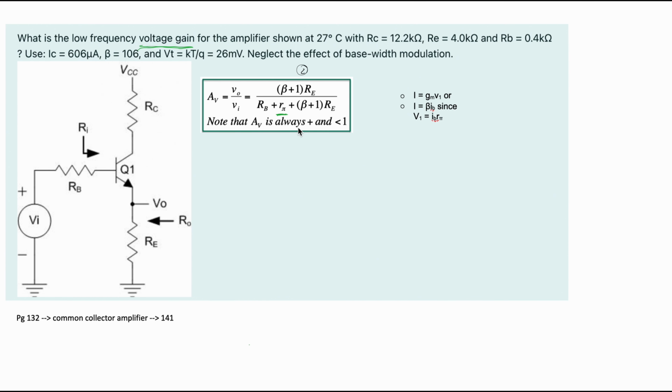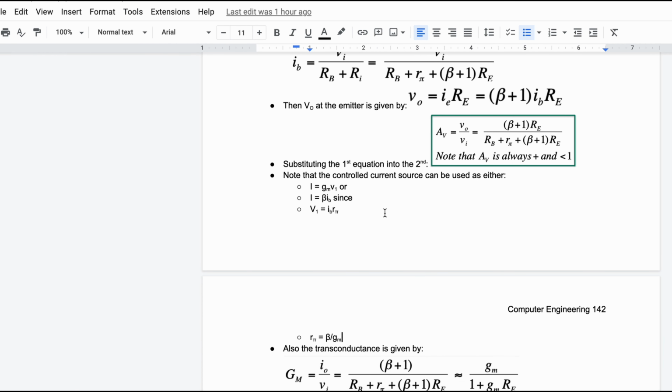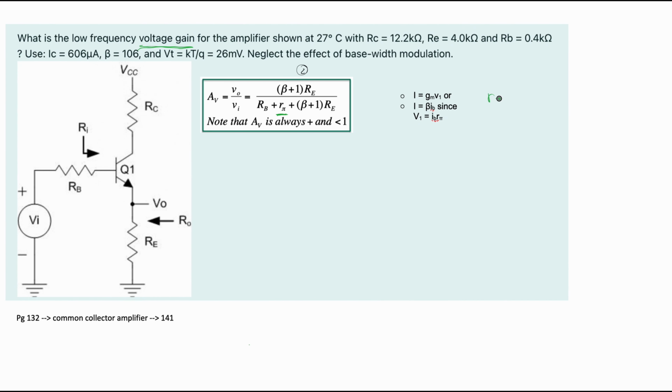There are a few unknowns though. Actually, there's just one unknown, and that's our R pi. We don't know what it is. And our R pi can be rewritten. We've done this so many times before. But if we look here, R pi is equal to our beta over gm. So we're going to rewrite this as R pi is equal to beta over gm.